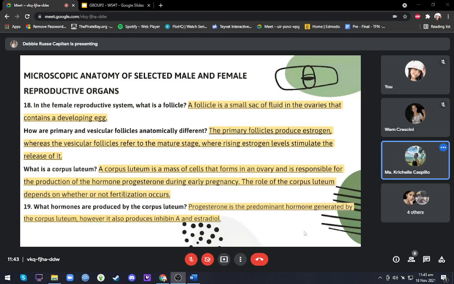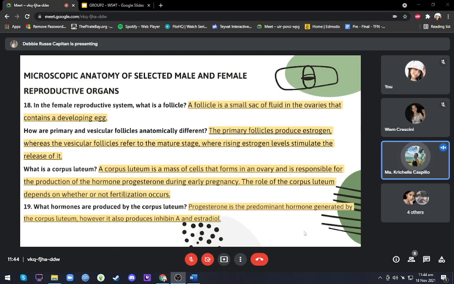Next, 18. In the female reproductive system, what is a follicle? Our answer is a follicle is a small sac of fluid in the ovaries that contains a developing egg. How are primary and vesicular follicles anatomically different? Our answer, the primary follicles produce estrogen, whereas the vesicular follicles refer to the mature stage, where rising estrogen levels stimulate the release of it.